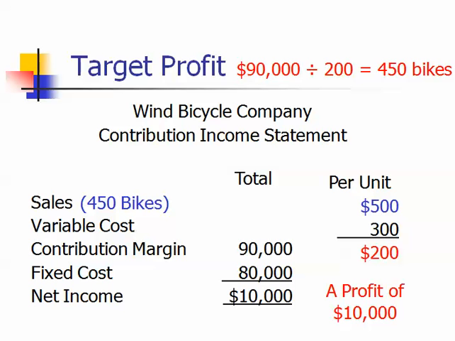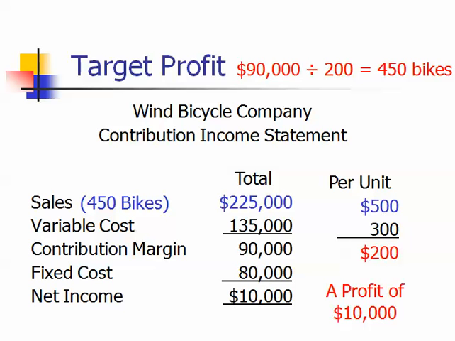We can confirm this by completing our income statement. $500 per bike times 450 bikes will give us $225,000 in revenues, while $300 variable cost per bike times 450 bikes gives us a variable cost of $135,000, which, once we subtract that from our $225,000 in revenue, leaves us with our contribution margin of $90,000, which, once we subtract our fixed costs, gives us our target profit or net operating income of $10,000.